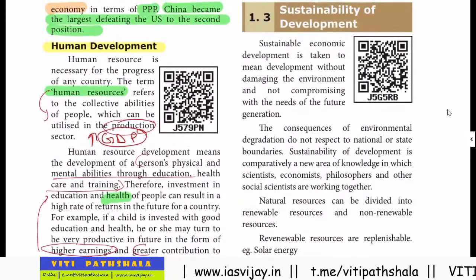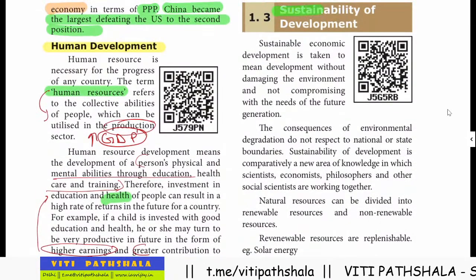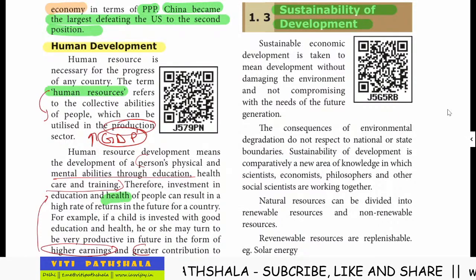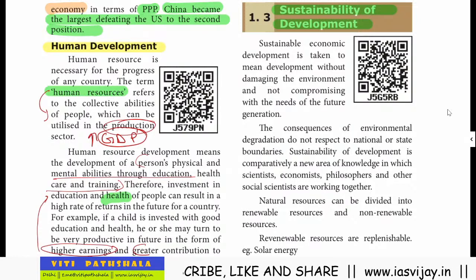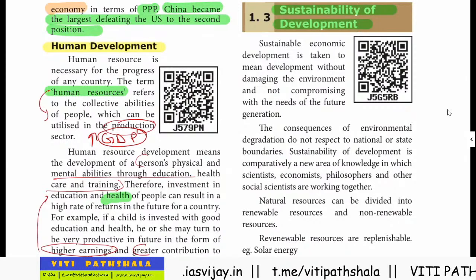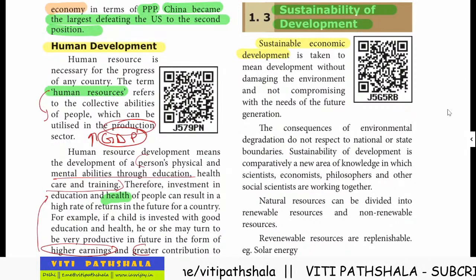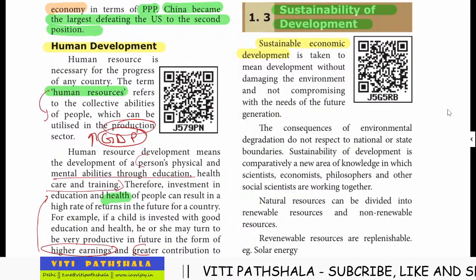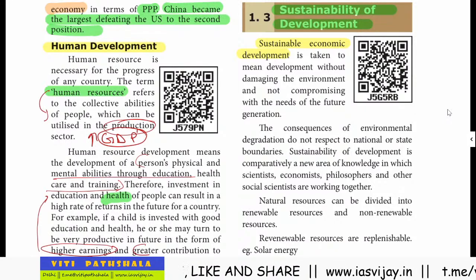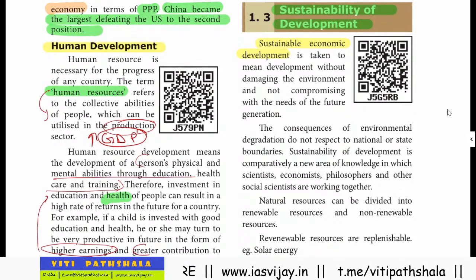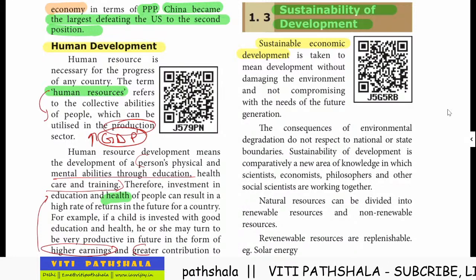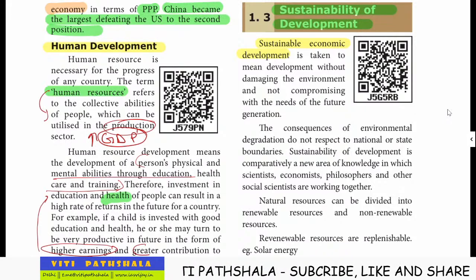Now, next topic is about the sustainability of the development. Sustainable economic development is taken to mean development without damaging the environment. So, what does sustainable economic development mean? In case you are developing the country, you are not damaging the environment and not compromising with the needs of the future generation.